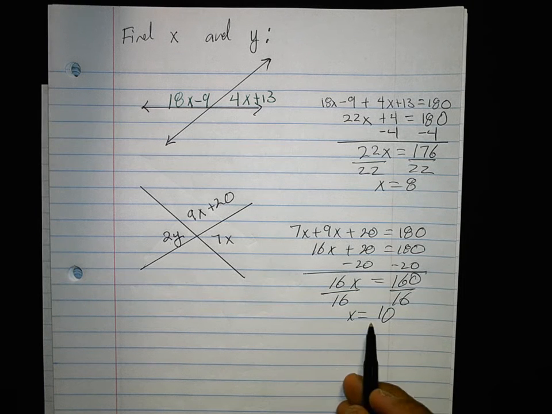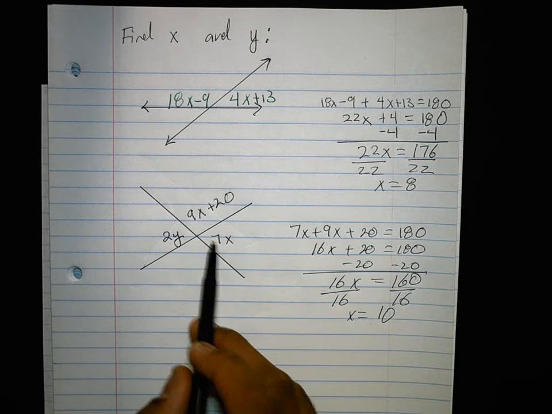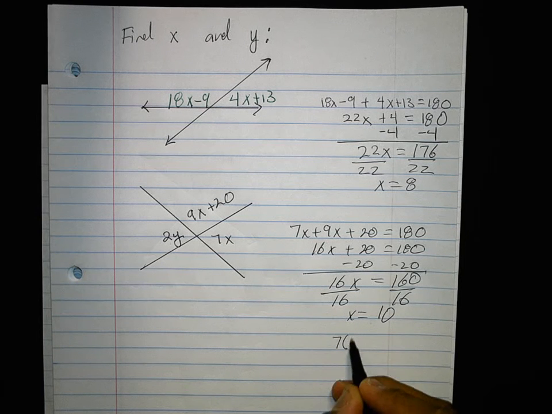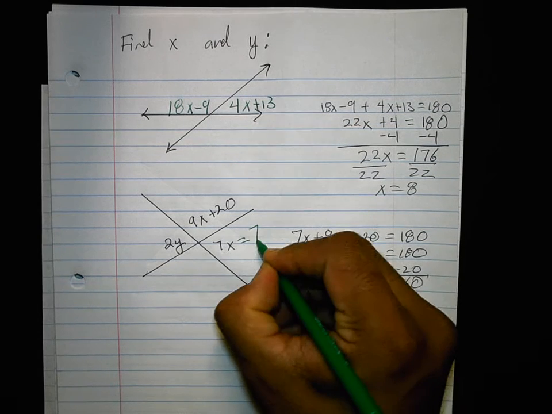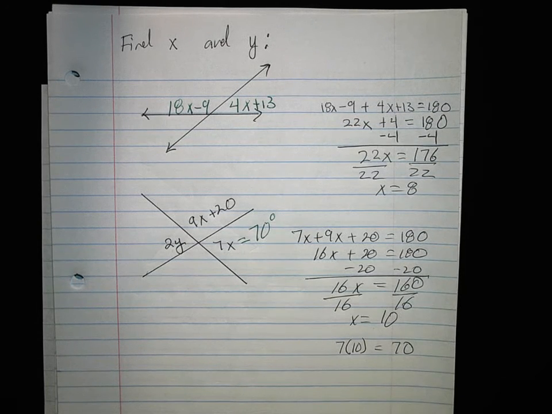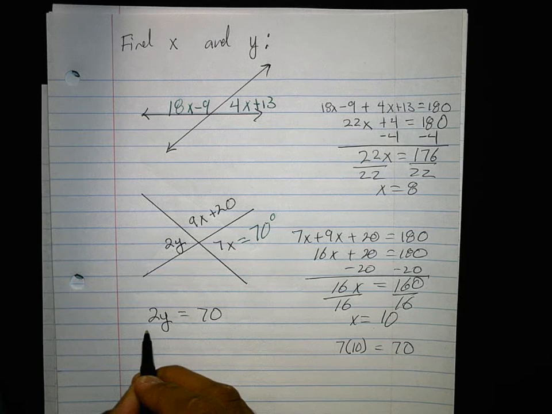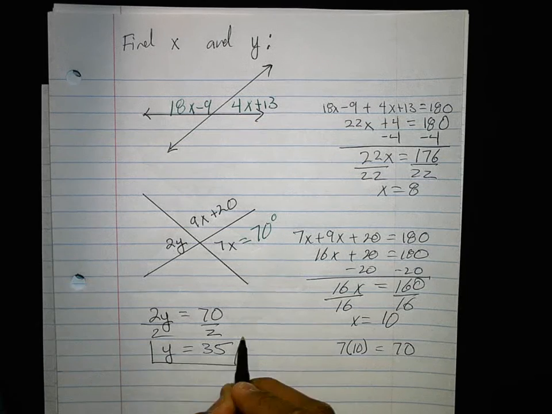Okay, so now I have x. What I'm going to do is find out one of these two angles and plug it in right there. This angle right here is going to be 7 times 10, so that's 70 degrees. So this equals 70 degrees. Now I can do vertical angles right here and say 2y equals 70, divided by 2, and y equals 35. And there's my two answers.